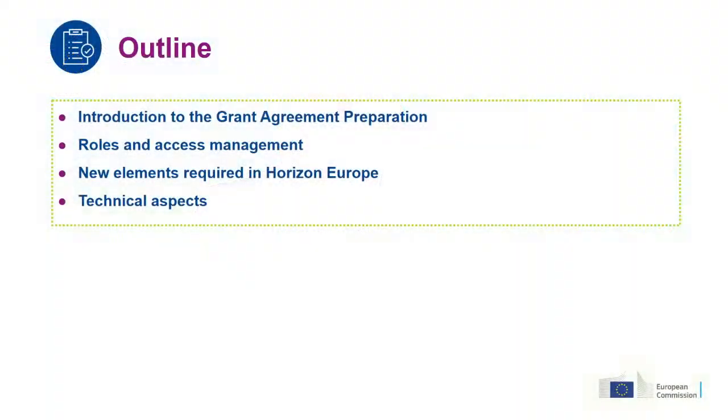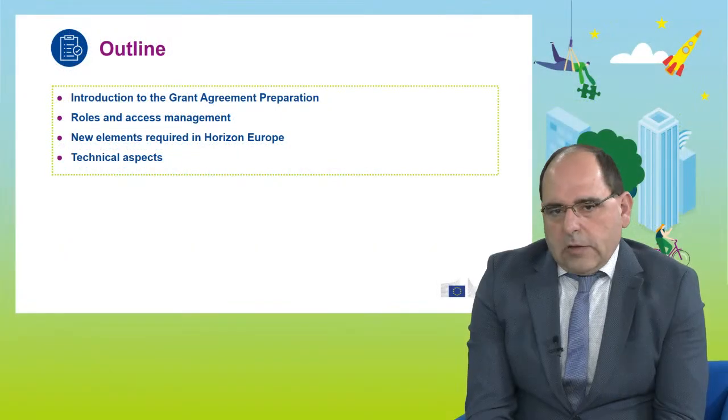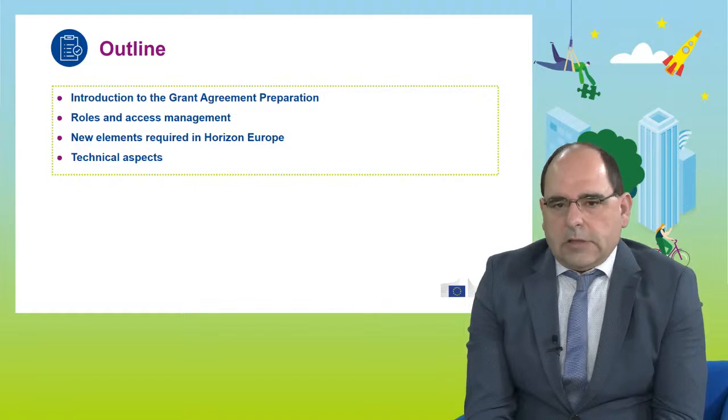A short outline of the presentation. We will start with the introduction to the grant agreement preparation process, the key concepts. We will give you an overview of things that you have to do concerning the setting up of the roles and giving access to the persons who will need to perform specific actions in the tool. We will explain one detail that has changed, a new requirement in Horizon Europe. Many of you who have participated already may be aware, but we will also show you how to comply with this requirement. And then we will give a short overview of some technical aspects that you need to take care of in order to start correctly the preparation for the grant agreement signature.